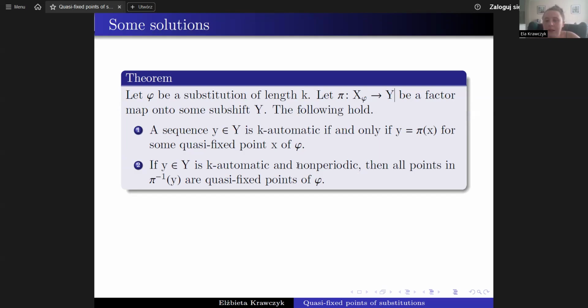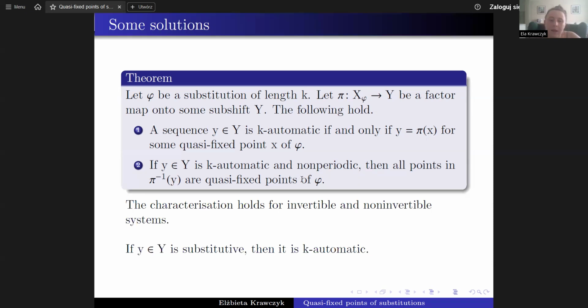It is clear that here I need to assume that y is non-periodic, since I can imagine a situation where I take an uncountable system and just map it by some coding to one point. Then clearly it cannot be true that all the preimages are quasi-fixed or are also automatic. However, once you assume non-periodicity, it is true. So this holds both for invertible and non-invertible systems.